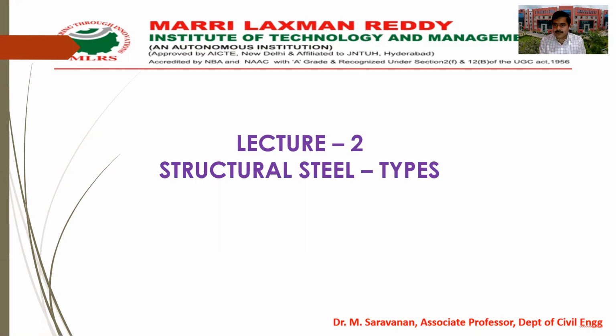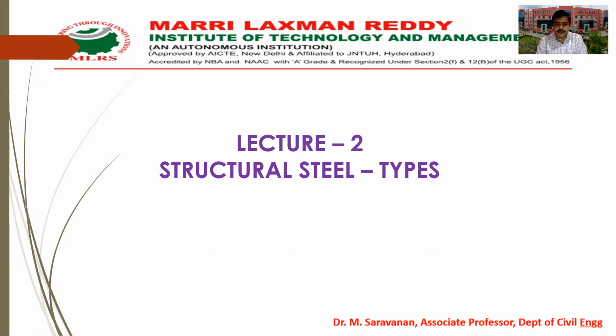the mechanical properties of steel, physical properties of steel, meaning the Young's modulus of steel, 2 into 10 power 5 Newton per mm square, and modulus of rigidity, 0.769 into 10 power 5 Newton per mm square, and Poisson ratio 0.3 in the elastic range, 0.5 in the plastic range. And density of steel, unit weight of steel, 7850 kg per meter cube. And coefficient of thermal expansion, 12 into 10 power minus 6 per degree Celsius.